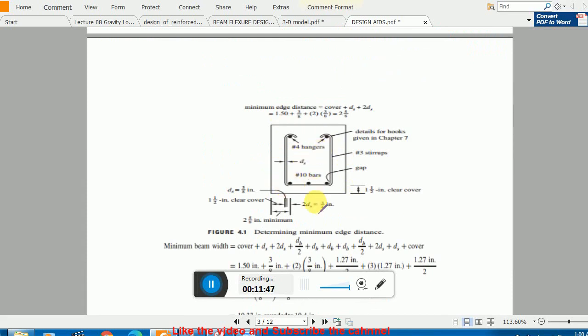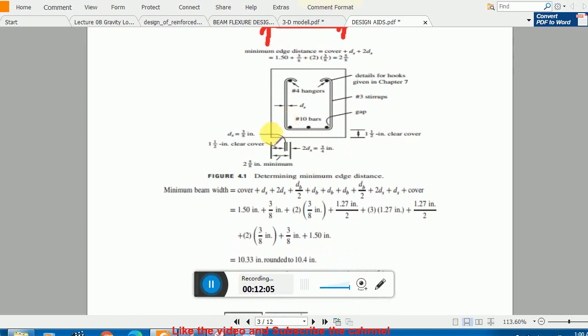For example, what should be the minimum width of your beam? Remember, there are certain ACI criteria for the minimum width of the beam. How much minimum width is needed for a number of bars? For each number of bars, you have a specific minimum width of the beam, and it will be determined. Remember, from the center of this bar to the far edge, the distance can be calculated in this way. Remember, the minimum clear cover equals 1.5 inch.